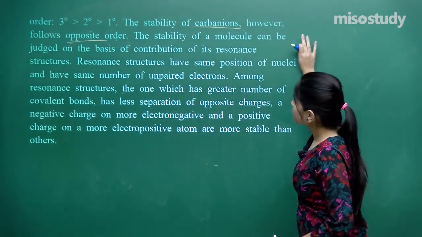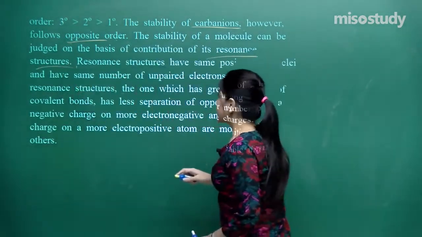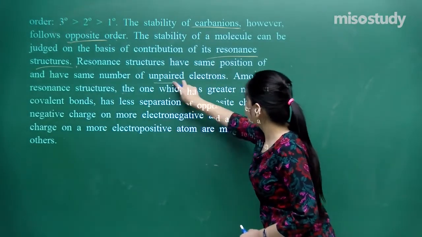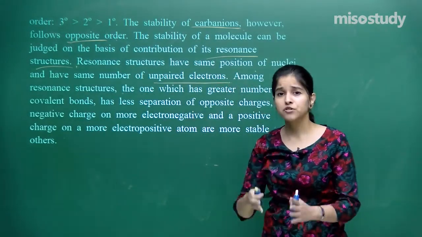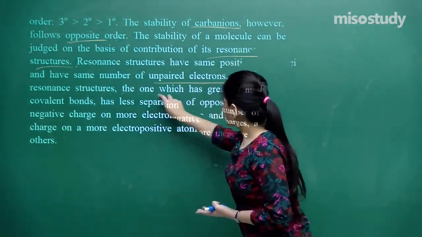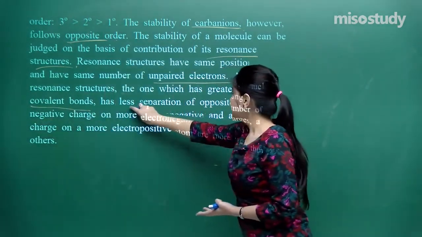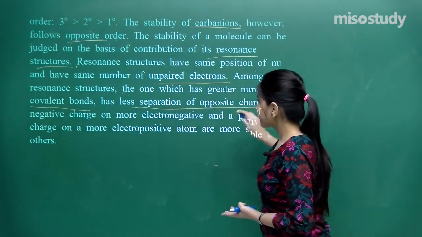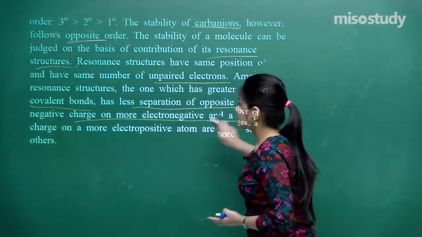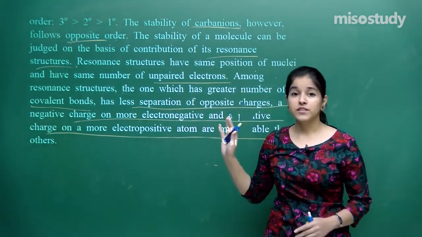Stability of the molecule can be judged on the basis of contribution of its resonance structures also. Yes. Resonance structures having the same position of nuclei, having same number of unpaired electrons. Now they are telling us how to judge which resonance structure is more stable. Among the resonance structures, one having the greater number of covalent bonds, we have already discussed that, has less charge separation, and negative charge on the more electronegative, positive on the more electropositive atom are highly stable. So that is what this passage is saying.